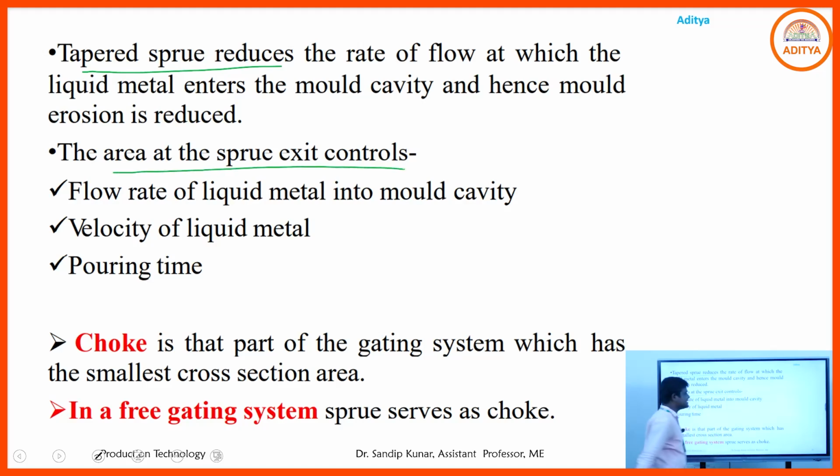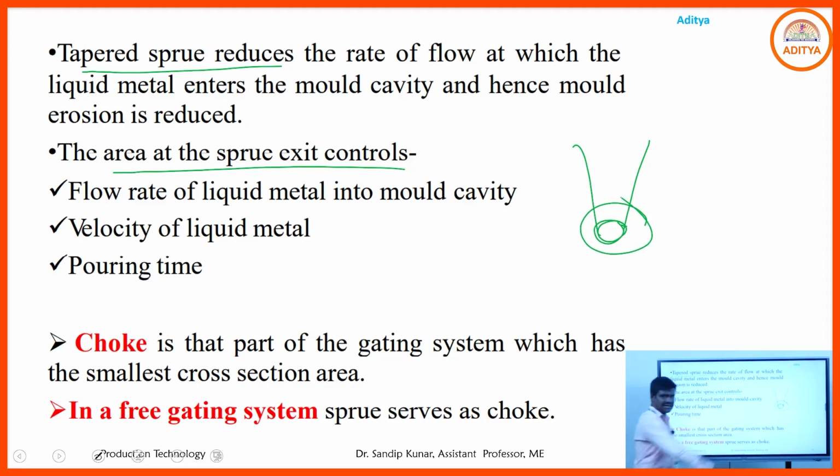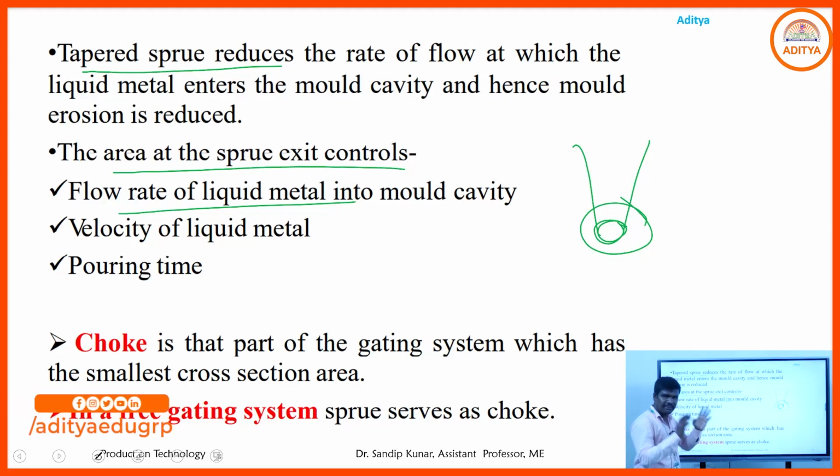The area at the sprue exit, where the sprue shape reduces the area, is called the choke area, the smallest area of that particular system. That choke area maintains the flow rate of the liquid metal into the mold cavity, and also maintains the velocity of the flowing liquid metal, and it also controls the pouring time.